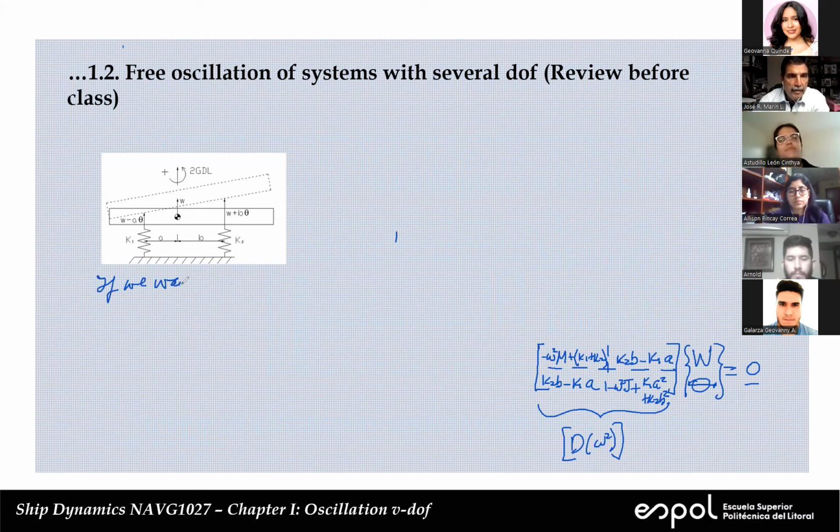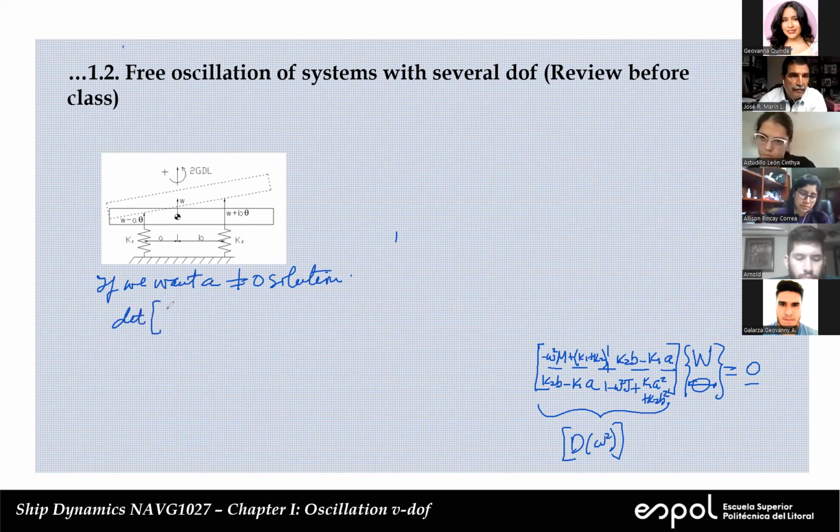If we want a different than zero solution, then what we do is we simply take the determinant of this matrix equal to zero. In this way, it doesn't have an inverse, and we avoid the solution being equal to zero. That's the only option that we have. So we said the determinant of D equal to zero. Look, this is an algebraic equation.